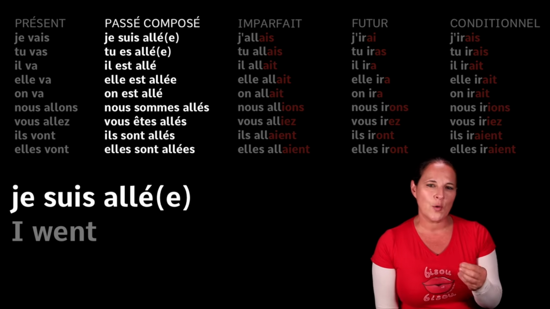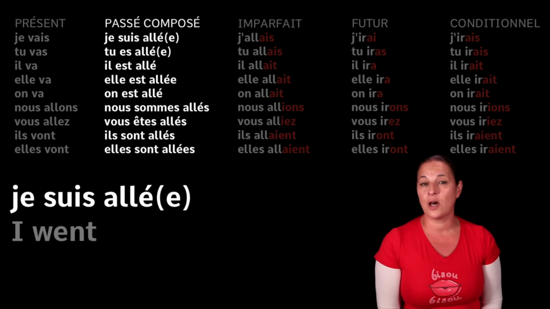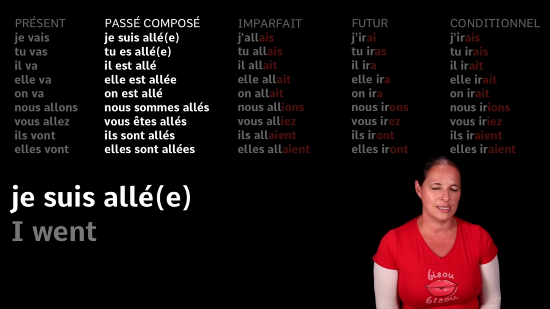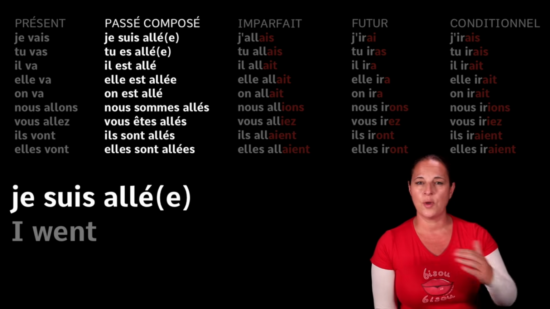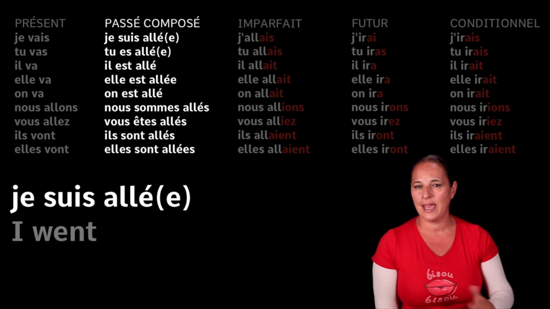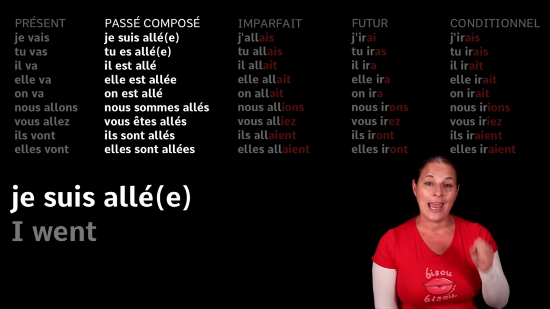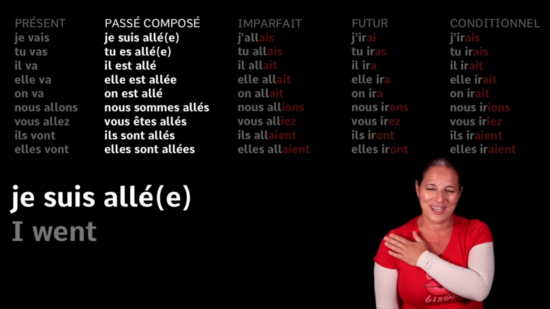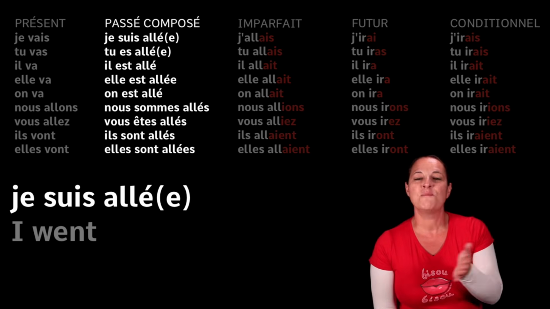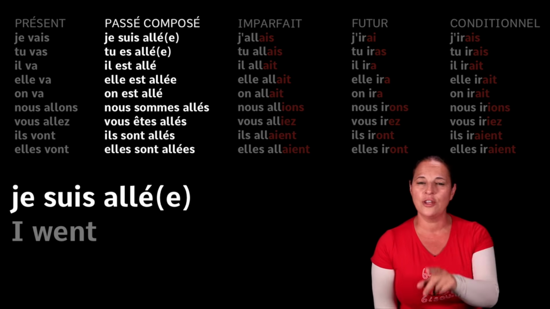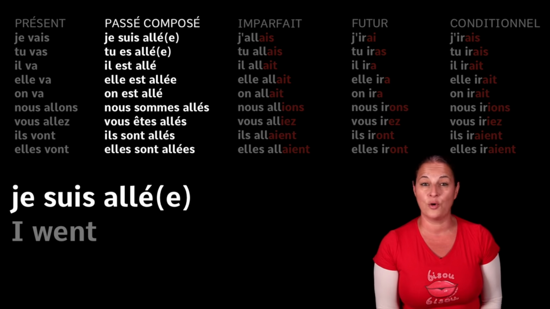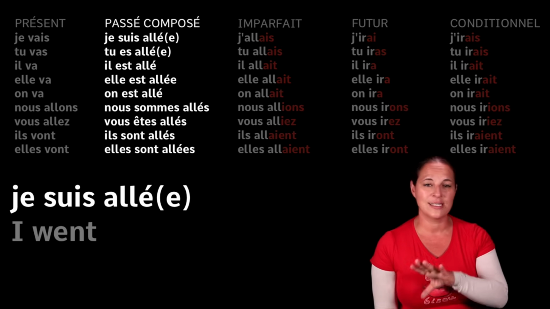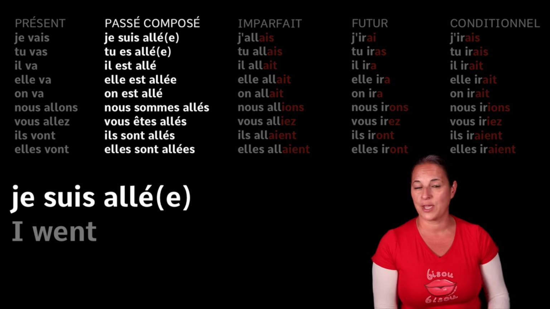So, what you need to know in order to conjugate this verb is how to conjugate to be in the present tense. Je suis, tu es, il est, elle est, on est, nous sommes, vous êtes, ils sont, elles sont, and all you need to do is add the past participle allé. Okay, in English it is I have been or I have gone. Gone is the past participle of to go. Okay, well in French, allé with an accent is the past participle of aller. So here we go.